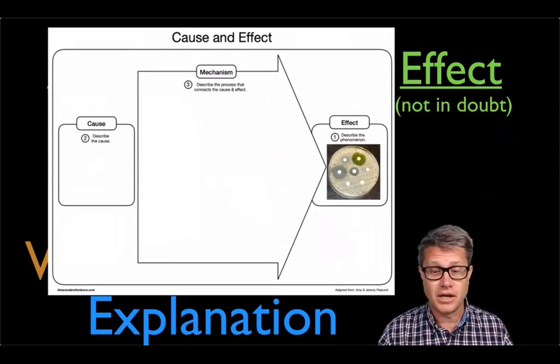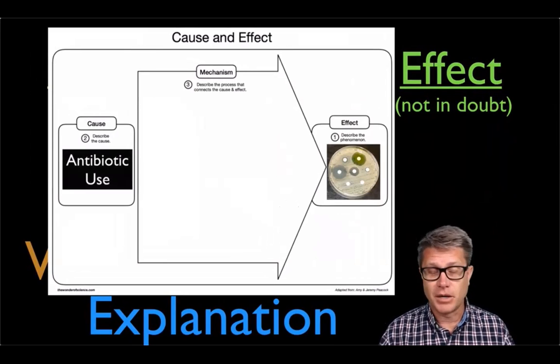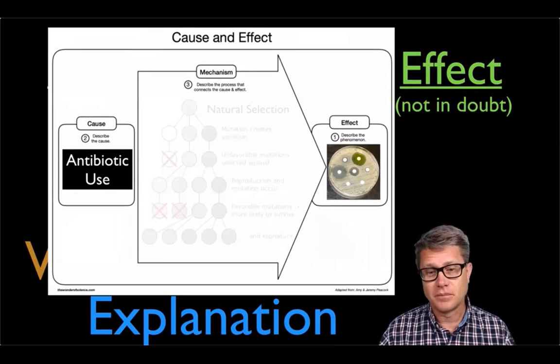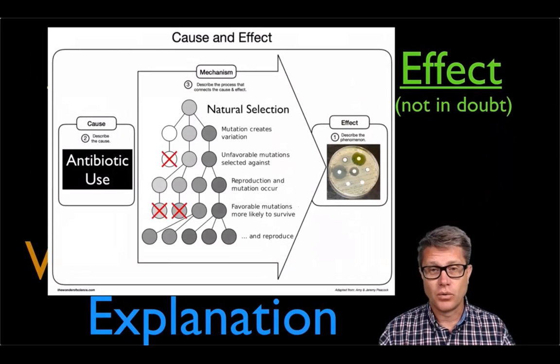Now, if I were to give you the answer, you've probably heard this before, antibiotic resistance is probably due to overuse and underuse of antibiotics. What's the mechanism? That's going to be natural selection. And so what do we have here? We have a coherent explanation.